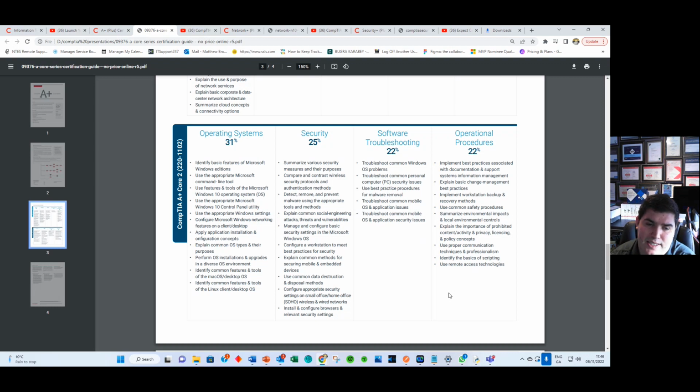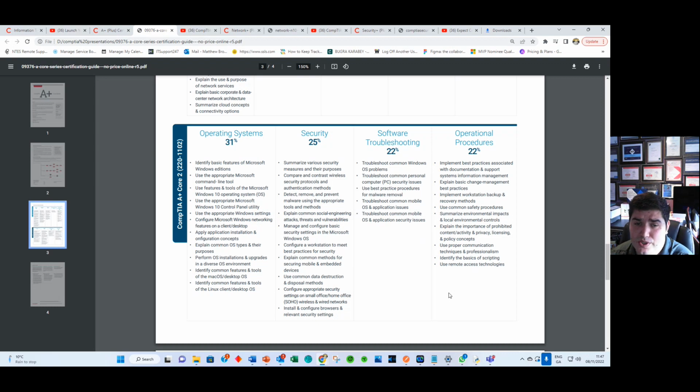Things like best practices, zero trust, firewalls, all this comes into security. You're also going to have to understand common data destruction and disposal methods, and you're going to have to look at configuring browser related securities.